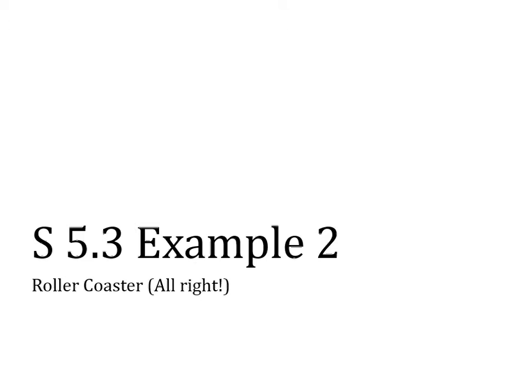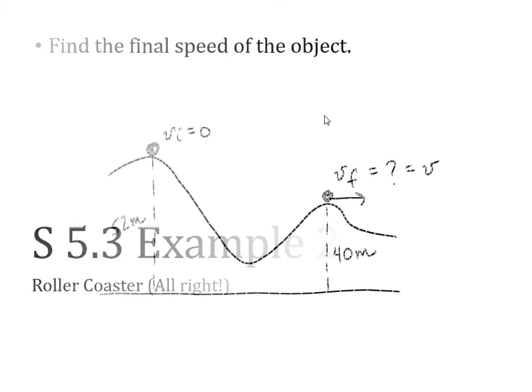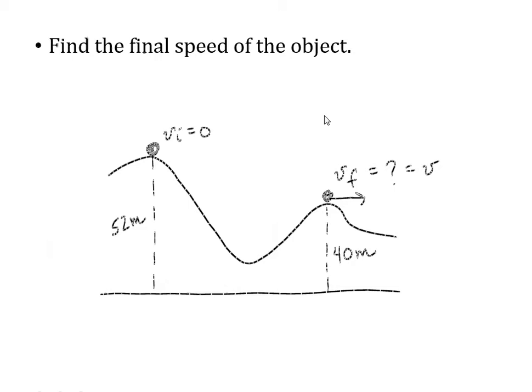For another, maybe a little more exotic problem involving gravitational potential energy, let's consider a roller coaster. We'll shift over to the problem itself. Find the final speed of the object. Here with the roller coaster, we have the object initially located near a peak, 52 meters above the ground, maybe just slightly to the right of the peak.